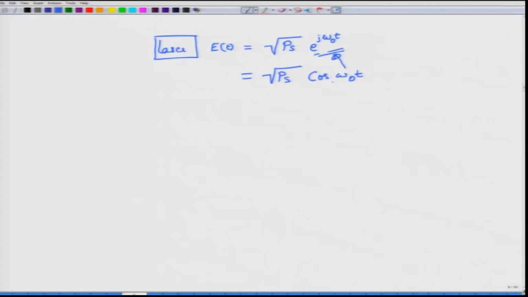Okay. So, before going back to the complex domain, let us actually look at this square root P s cos omega 0 t. Now, this is my carrier, correct. So, this is the carrier that I have, and here the two parameters that you can see are this power P s. I have used square root because I am writing the amplitude out there, and then I have omega naught, which is the carrier frequency.